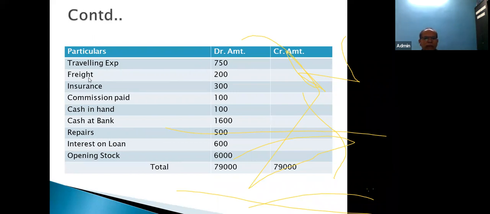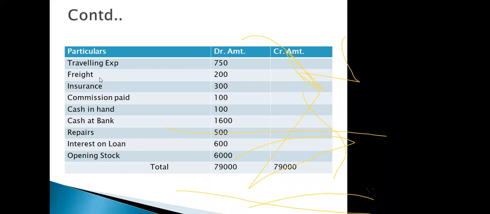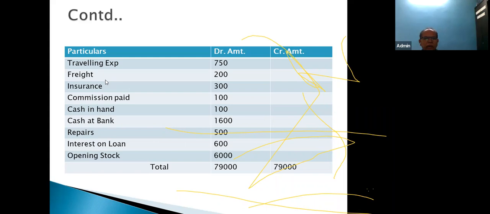Next, freight. Now freight is also an expense. So where will it be recorded? Trading account? Profit and loss account, debit side. Someone has mentioned trading account debit side, but this freight will be recorded in the profit and loss account, debit side. Freight, rupees 200.